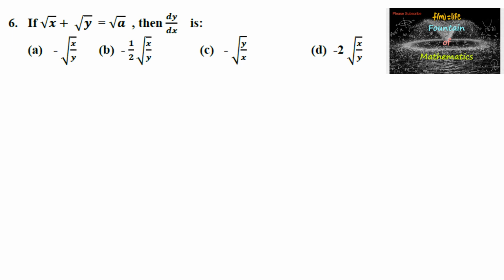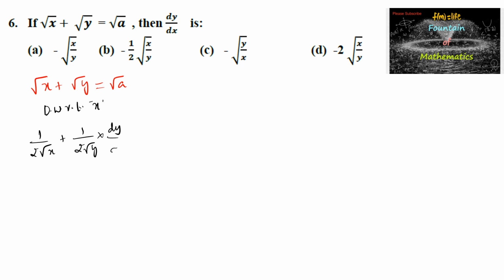If root x plus root y is equal to a, then find the value of dy by dx. So differentiating with respect to x, we have 1 by 2 root x plus 1 by 2 root y into dy by dx is equal to differentiation of root a, which is constant, 0.